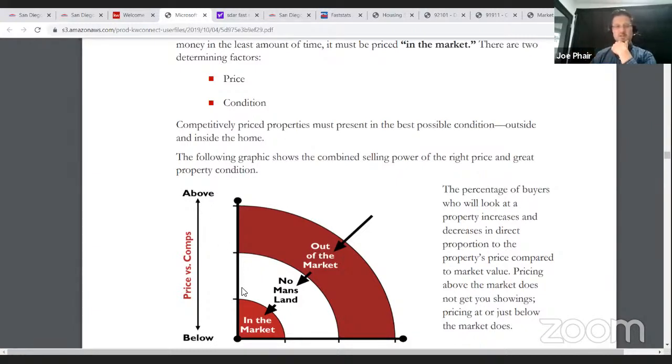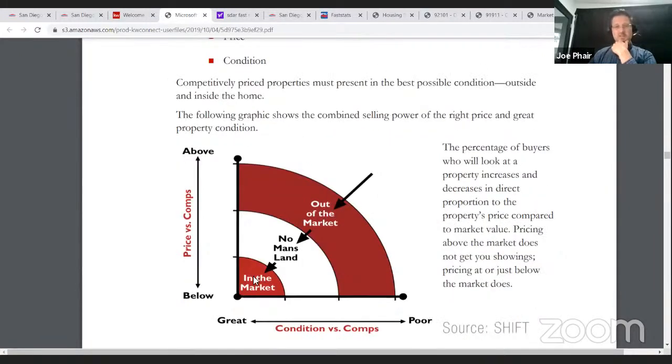Now, okay, so this little chart. So this is where you're in the market. This is where your home is priced correctly. And the further up you go in price, you need to either have better condition relative to your comparable properties, or you're going to just be out of market. Buyers are going to look at what you're offering, they're going to look at the price that you're asking, and they're going to balk at that, and they're going to say, all right, we're not even going to look.